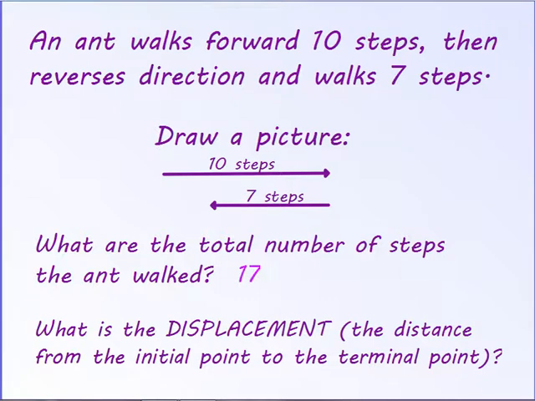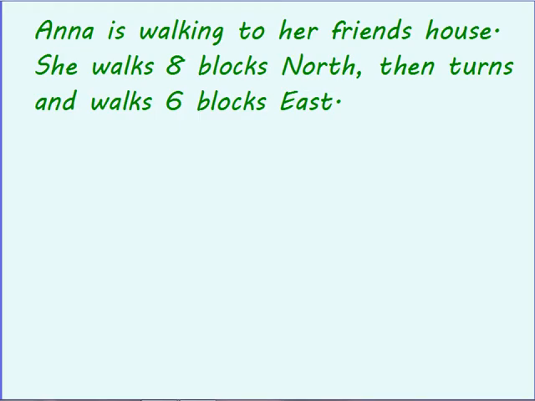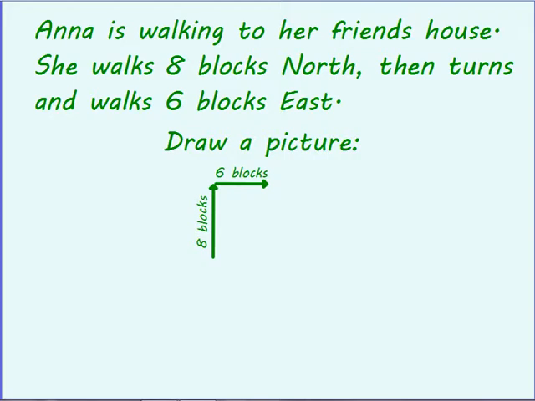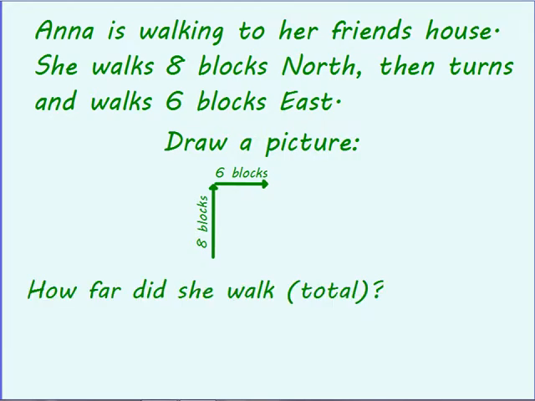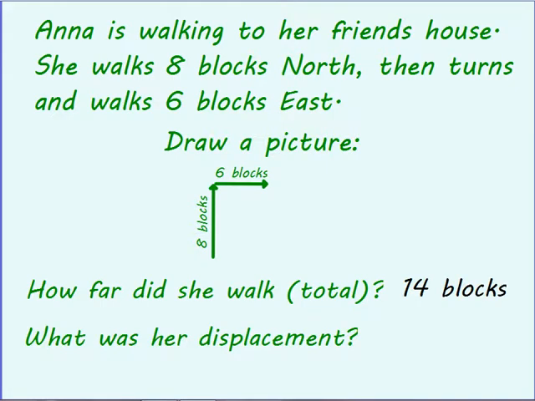However, the displacement, right, is different. My initial point is here, and my final terminal point is here. The difference between the two is only 3. So where the total was 17, the displacement was only 3. There is a difference. Let's say that Anna is walking to her friend's house and she walks 8 blocks north, then turns and walks 6 blocks directly east. If I wanted to draw a picture of that, it would look like this. How far did she walk? How many blocks did she walk total? She went 14 blocks total.